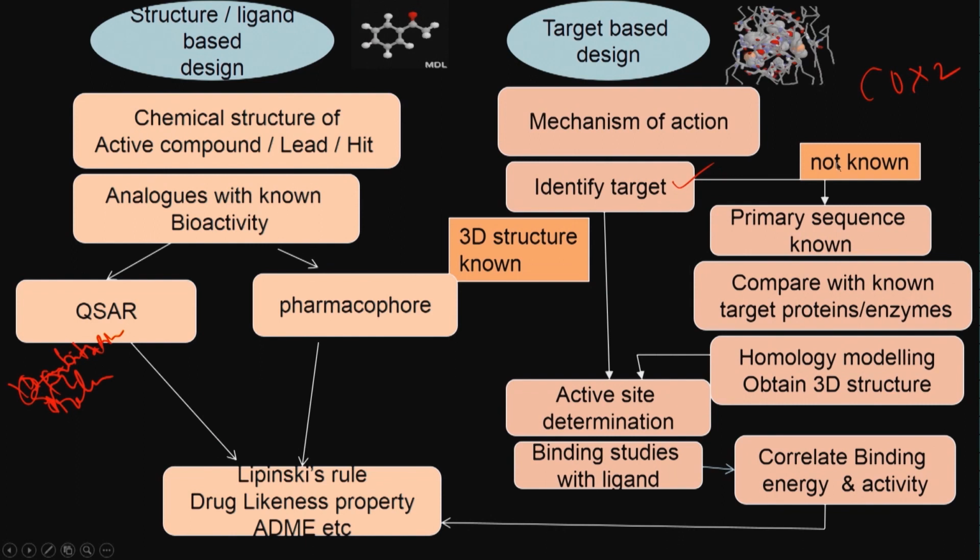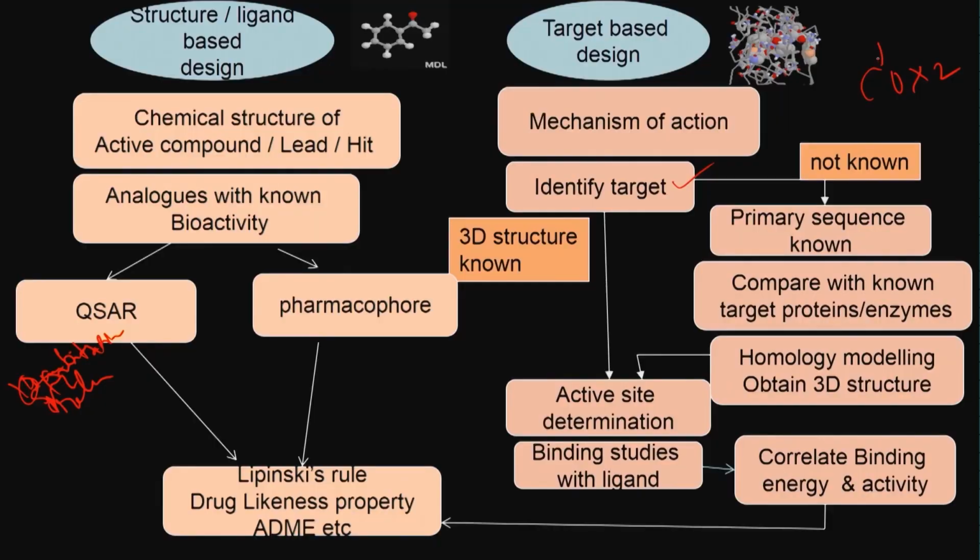So I do not have the details for human, but I may have for some animals. So if I have details, if the 3-dimensional structure of this enzyme is known, there is a database called PDB, Protein Data Bank. It contains 3-dimensional structures of a large number of proteins. So you go to that particular database and see whether the protein of your interest is there. So if the 3-dimensional structure is known, what do we do?